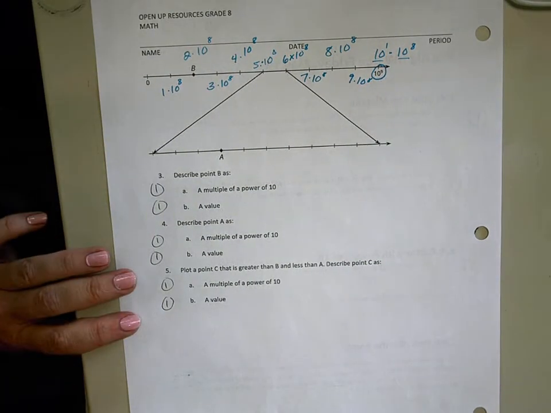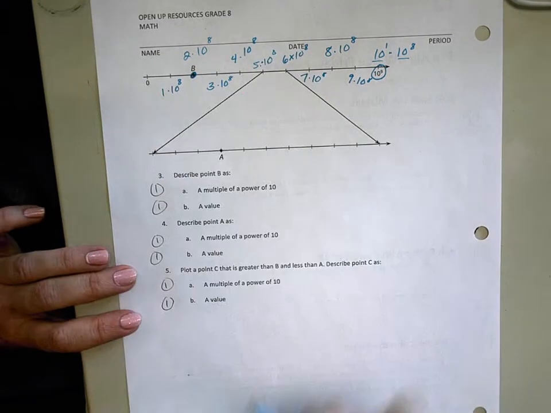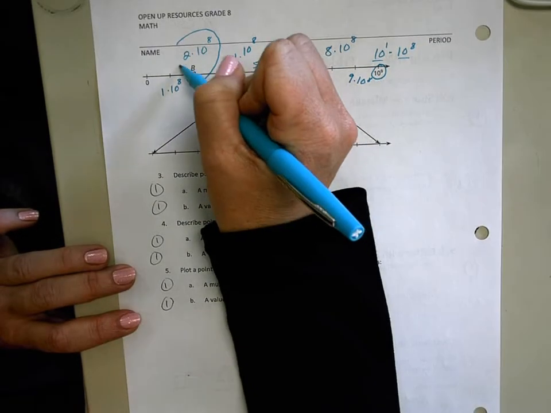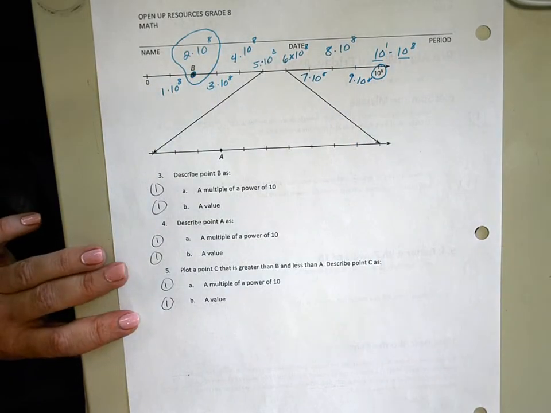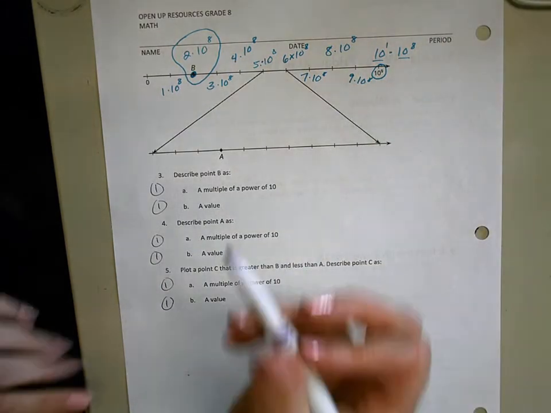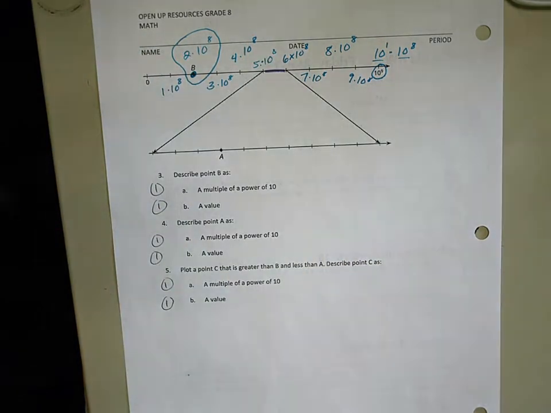So question 1, describing point B, which is right here, as a multiple of 10 and then as a value in standard form. And I think you have enough to answer that question now. Then what we've also talked about this week is taking out a small interval and kind of zooming out and looking at it more specifically.